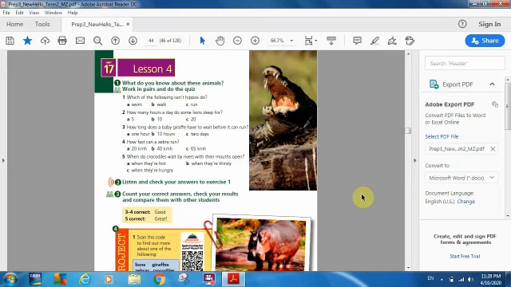Lesson four. What do you know about these animals? Where can bears and do the quiz? So, for example, which of the following can't hippos do? Maybe they can swim, they can walk, maybe they can run, because hippos are very heavy, really heavy. It's like a fun quiz for you, okay?